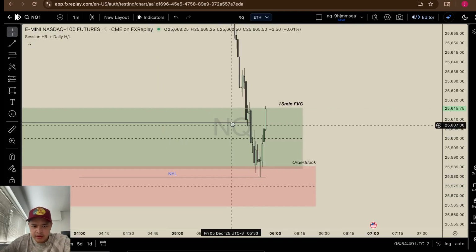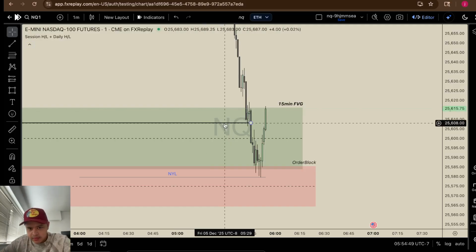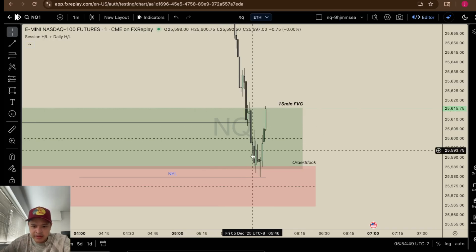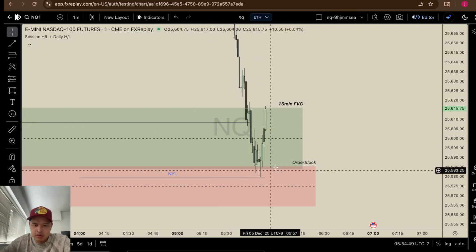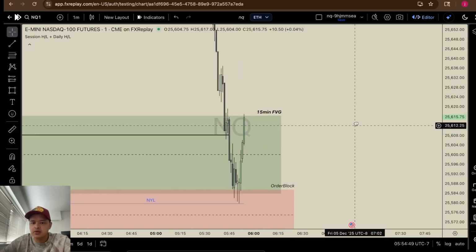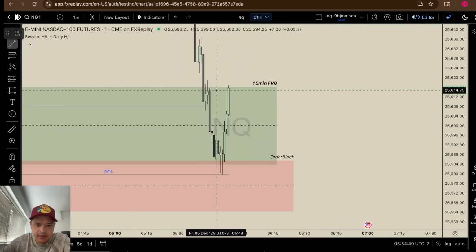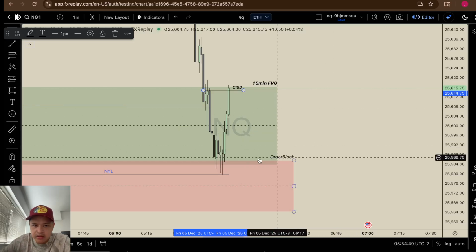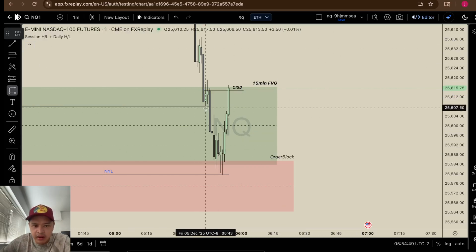You see that? Liquidity sweep, reaction within the 15-minute fair value gap with a tap in the order block. I think this is going to be setting up to be a banger trade, guys. An A+ setup. Look, we already have our change in the state. I see that right away. Actually, it hasn't even closed yet, I don't think.